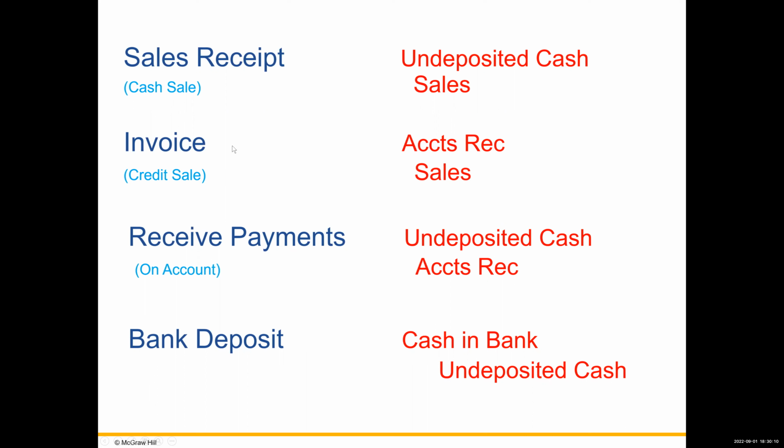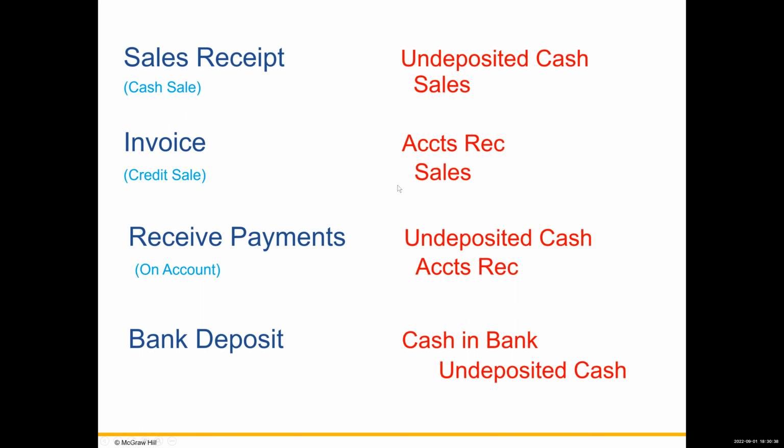Now, for our credit sale, in other words, you bill your customer and you say, that'll be $1,000, please. And he says, I'll pay you later. Okay, you're billing them. You're going to be crediting sales, and there'll be a debit to accounts receivable. And that'll become evident as we go through this.